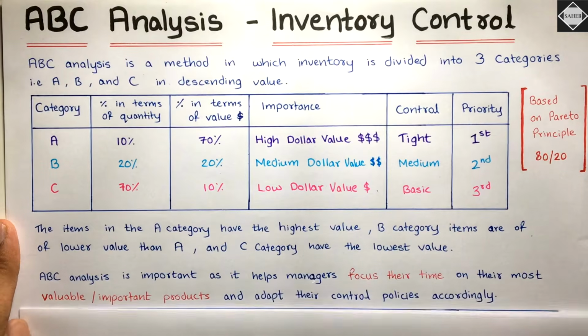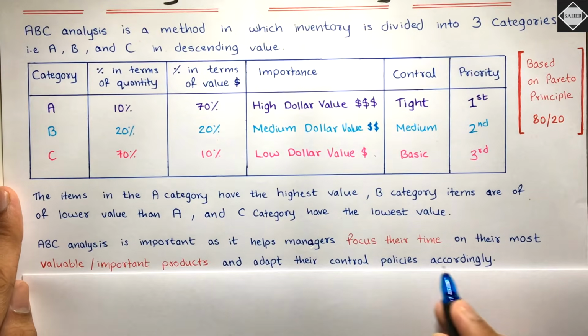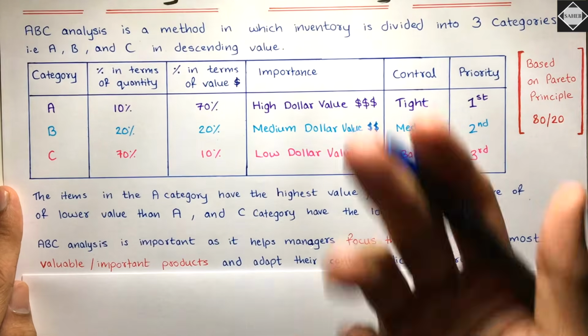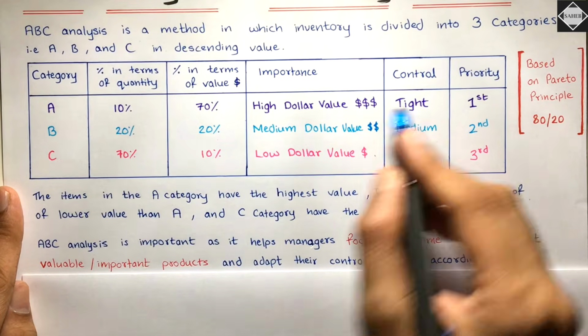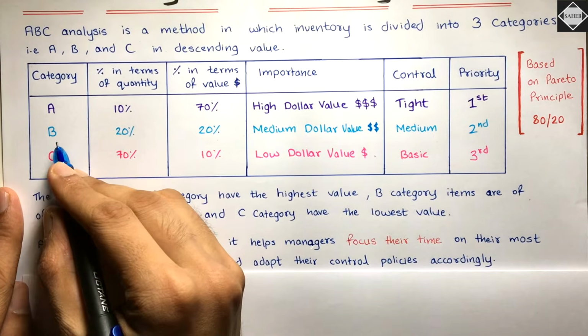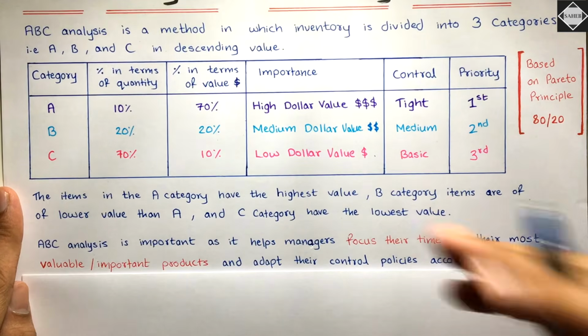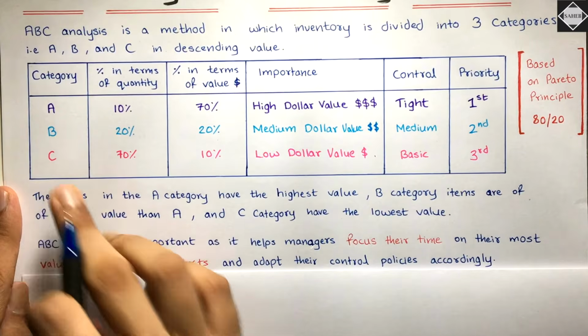Fine. ABC analysis is important as it helps managers focus their time on their most valuable and important products, the category A, and adapt their control policies accordingly. Tight for category A, medium for category B, and very basic for category C. The junior staff or low level management will manage the C category items, right?